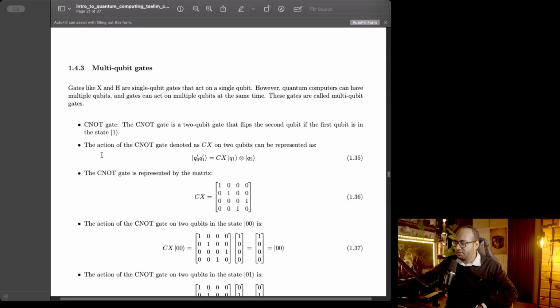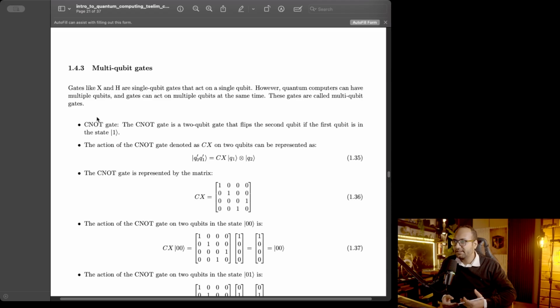Now we move to the multi-qubits and the multi-qubit gates. The gates like the X and the H are single qubit gates that act on a single qubit. This is why it's called single qubit, because its action only involves a single qubit at a time. Typically quantum computers have multiple qubits, hundreds, and presumably in the near future thousands and thousands of qubits. Then you need gates that act on a single qubit, but also gates that can act on multi-qubits, like the CNOT gate, which is very important for the creation of entanglement, for example.